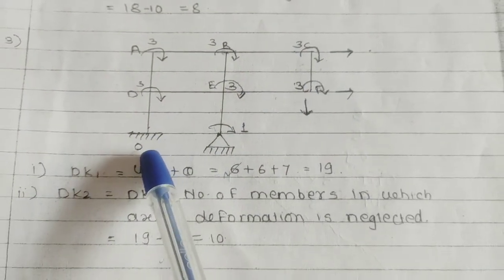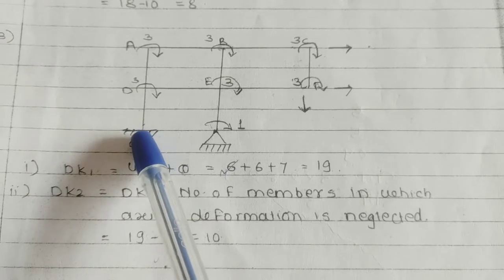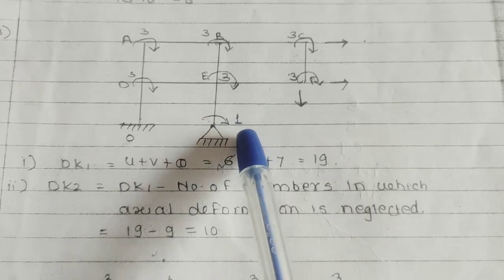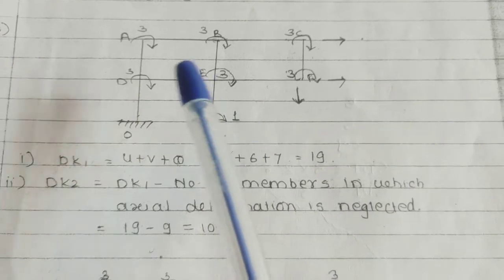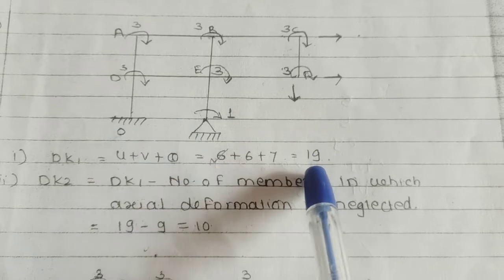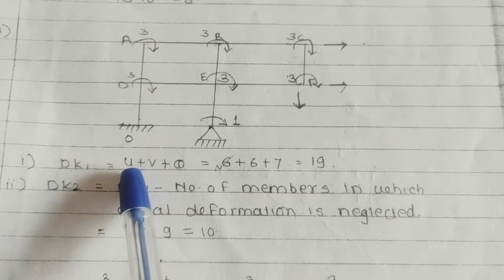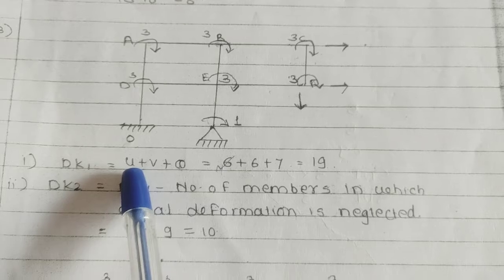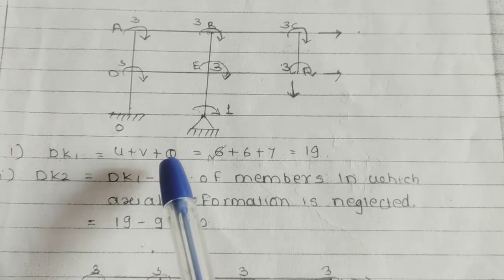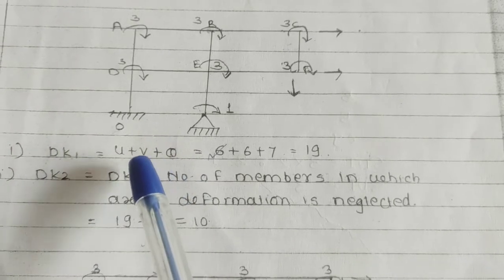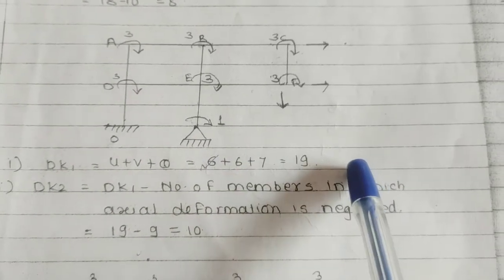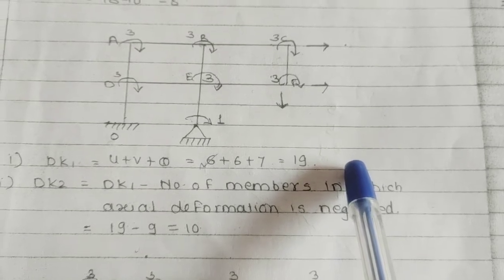Then here first support is fixed support. Here degree of freedom is equal to 0, and for hinge support, as discussed earlier, degree of freedom, that is nothing but the movement, which is 1. Means you have to count the total number of degrees of freedom here. 18 plus 1, that is equal to 19. Or you can calculate the degree of kinematic indeterminacy by adding u, v and theta displacement at particular joint and at particular support, that is equal to 19, and that 19 is the DK1 with axial deformation.